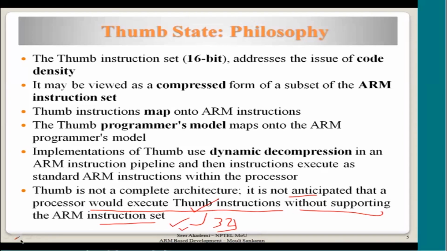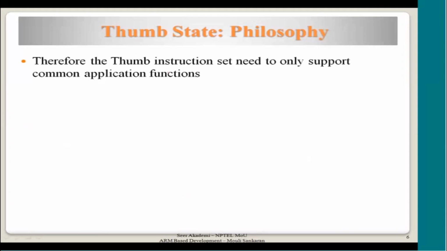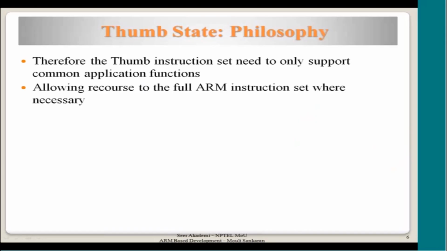Let us go to the philosophy of this. Therefore, the thumb instruction set needs to only support common application functions. What I mean by common is the most important things, which are used frequently or more commonly. Those functions are supported in the thumb mode, because thumb mode is a subset. Suppose the ARM instruction set is so much, the thumb mode will be something smaller. So there should be a choice of which ones to leave out and which need to be supported in thumb mode. That is decided based on the common applications which are used.